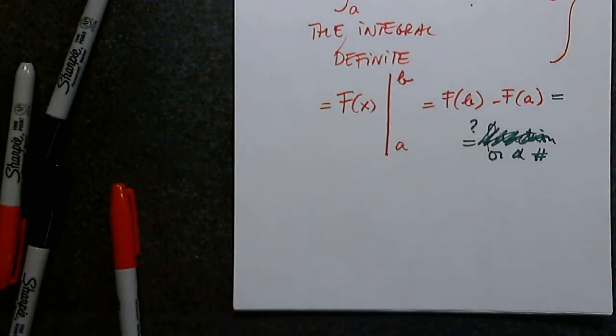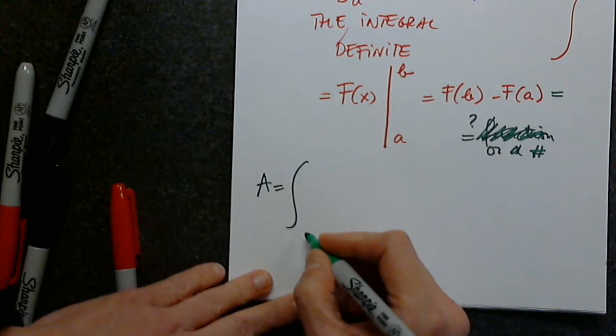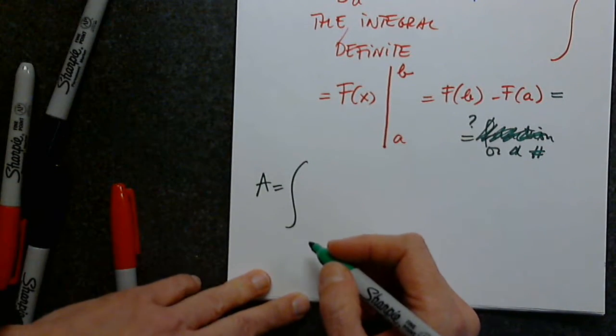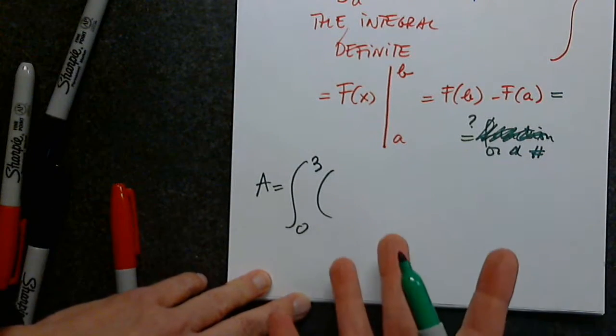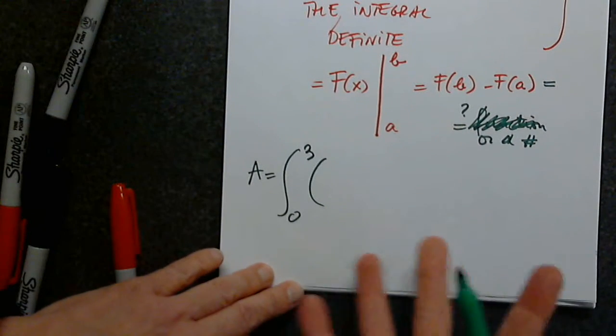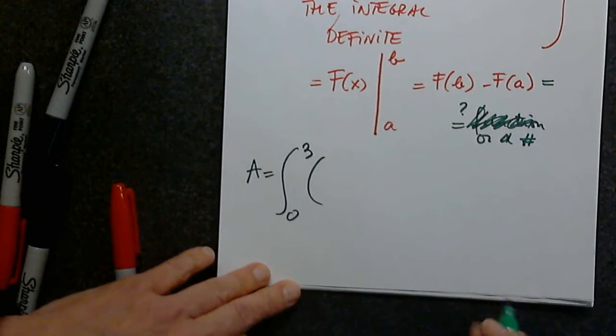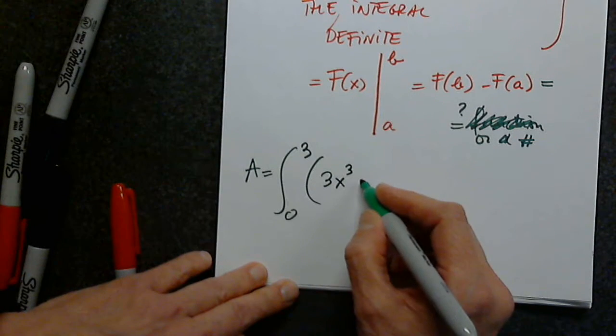Okay, very good. So we want to find the area from which to which? 0 to 3. We're going to have plenty of examples. That's what I'm going to do for the next half an hour. But this is a very good point. From 0 to 3 of 3x cubed plus 2x squared.